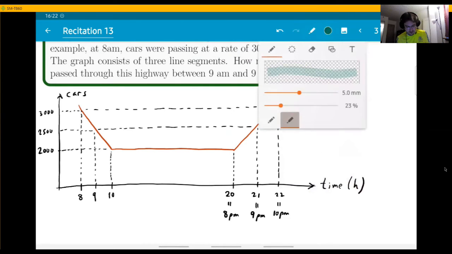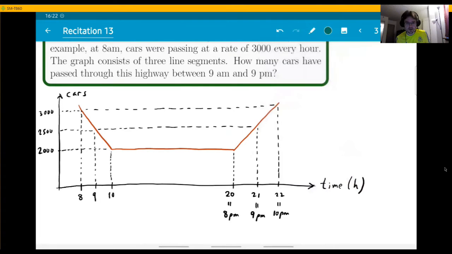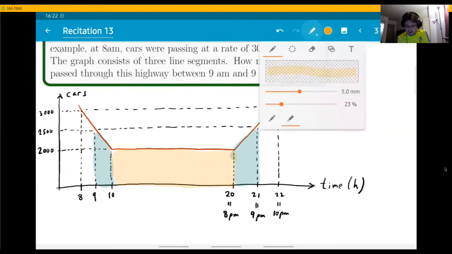Let me use this tool here. Area below the graph of this function, which is the flow function. And you're talking specifically between 9 a.m. and 9 p.m. So I'm going to indicate here the area below the graph corresponding to that interval, between 9 and 21. And as you can see, it divides nicely into 3 separate pieces that we can compute separately.